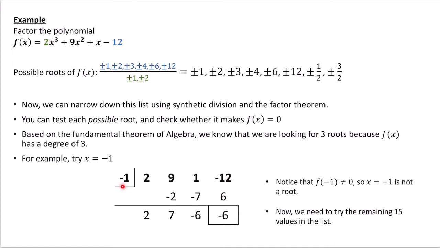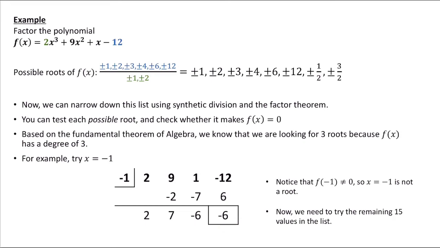So I put negative 1 here, right? And then I write out the coefficients of f of x. And when I do synthetic substitution, my remainder is negative 6. Okay, so remember the factor theorem tells us that if we have this negative 6 here, that means that negative 1 is not a root. Okay, if it was a root, then we should be getting 0 here.